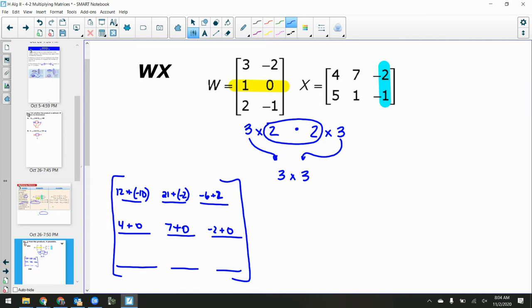Keep it moving. Row 3, column 1. 2 times 4 is 8, negative 1 times 5 is negative 5. Row 3, column 2. 2 times 7 is 14, negative 1 times 1 is negative 1. Row 3, column 3. 2 times negative 2 is negative 4, negative 1 times negative 1 is positive 1.